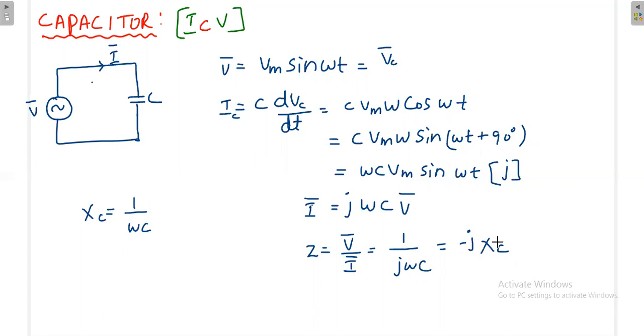Finally, please remember, don't get any confusion. J means it is going to be on a different axis, the y axis or the minus y axis, that's it. And the rest of the thing, Xc, I can write in ohms, because I am mentioning it as impedance here. So finally this is also in ohms, but it is on a different axis.